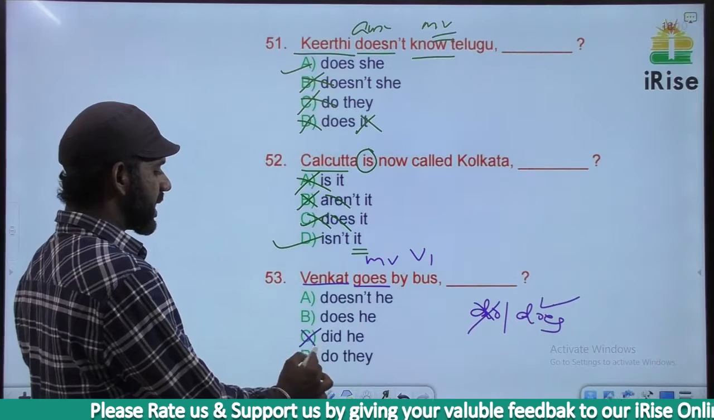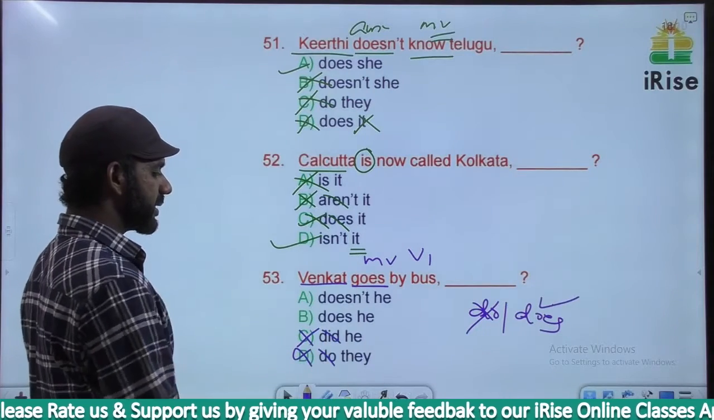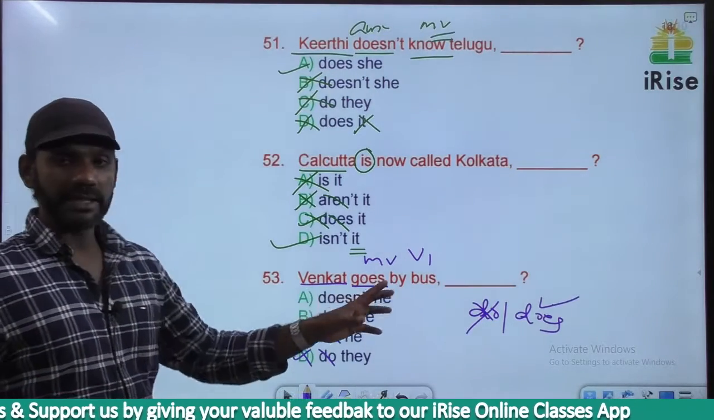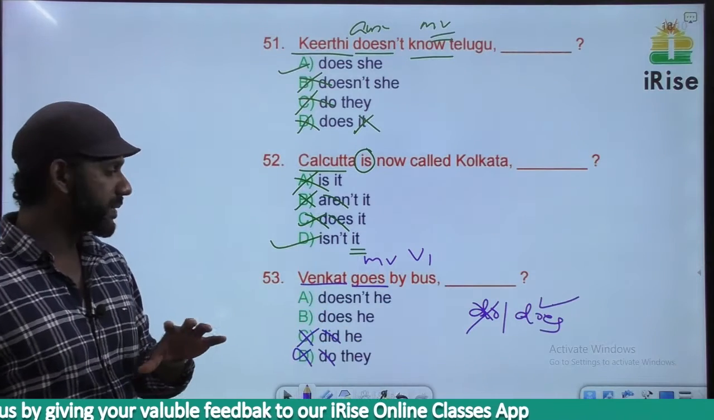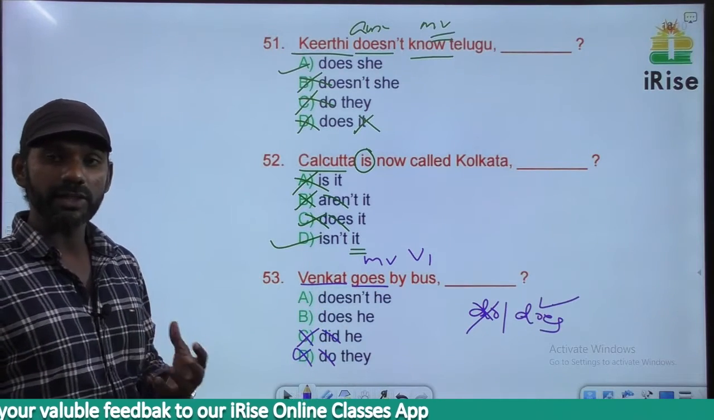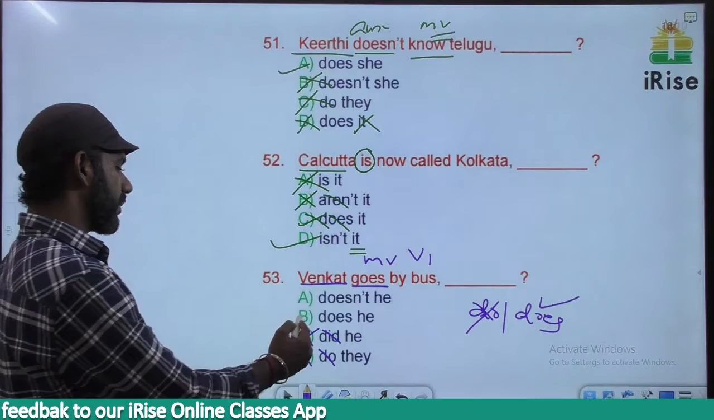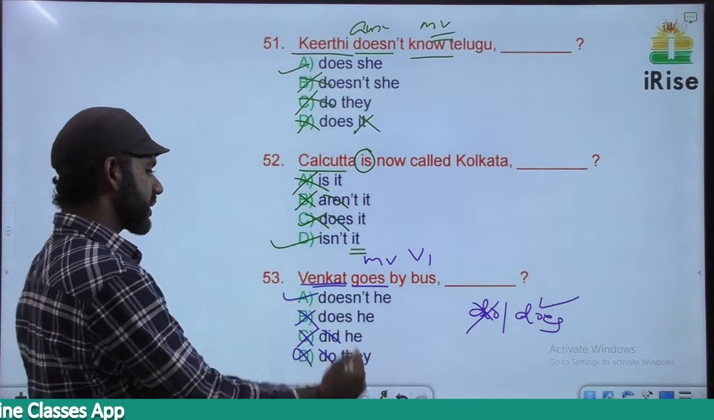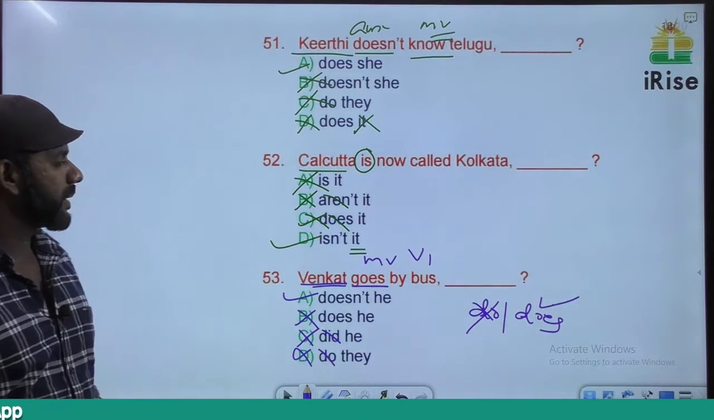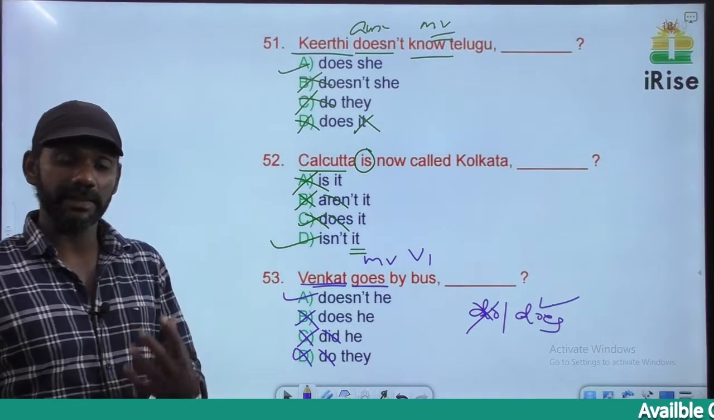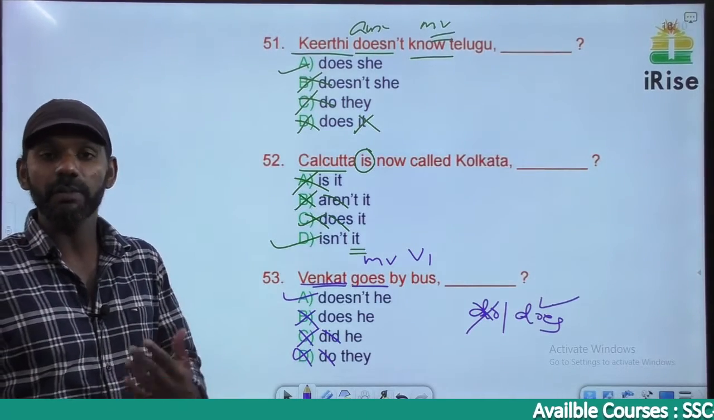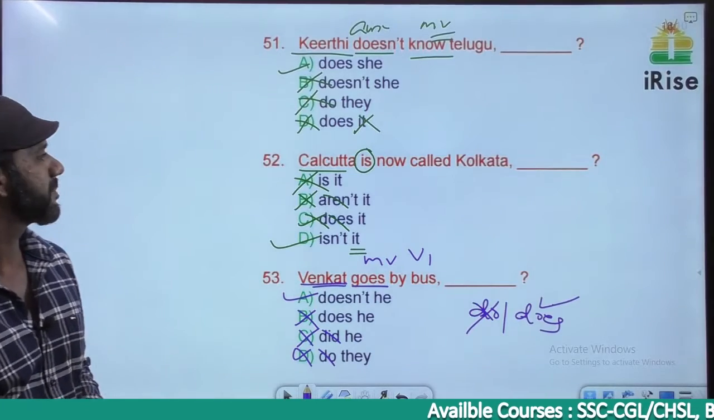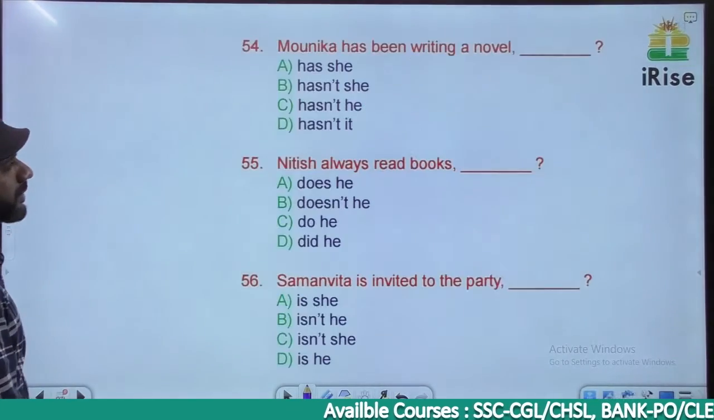Based on that, C and D are gone. C says did, D says do. No negative term in the sentence. In the tag there must be a negative term. Does not, short form is doesn't. So Bombay is eliminated. Venkat, singular, male, so doesn't he. Venkat goes by bus, doesn't he? That means doesn't he go by bus? Does plus V1 plural.